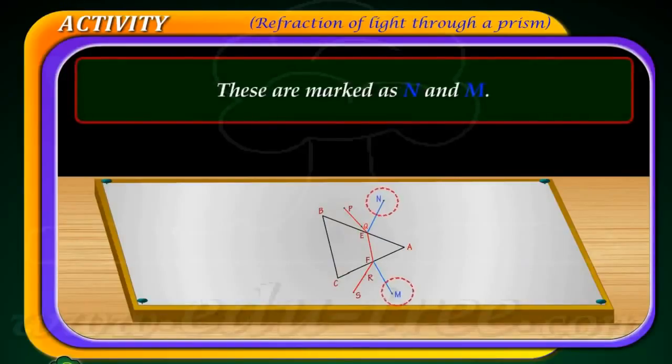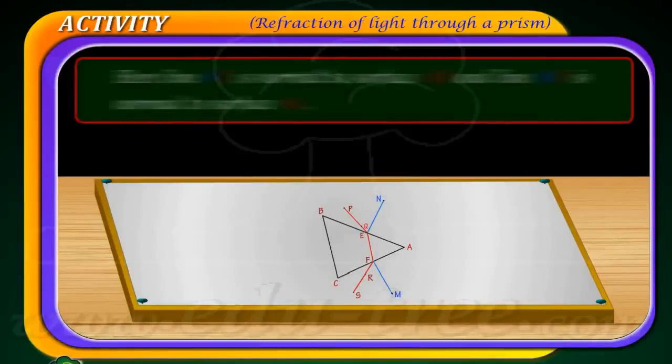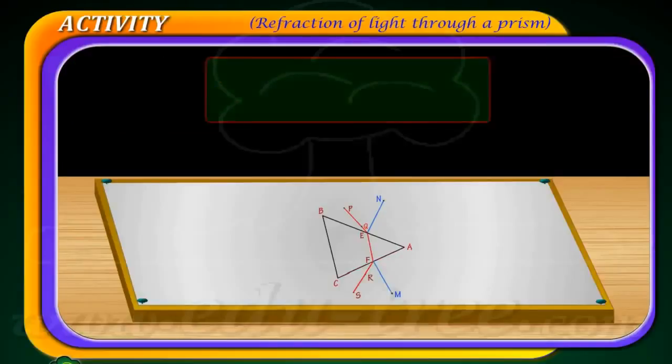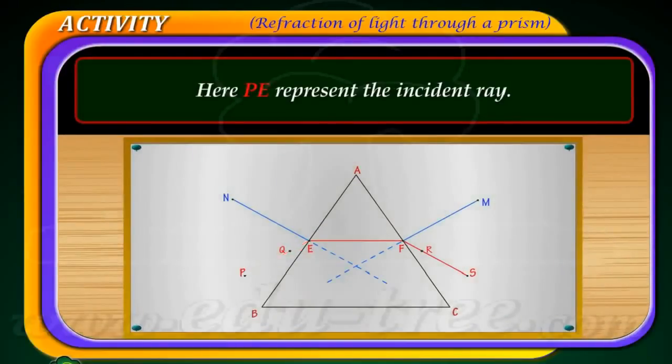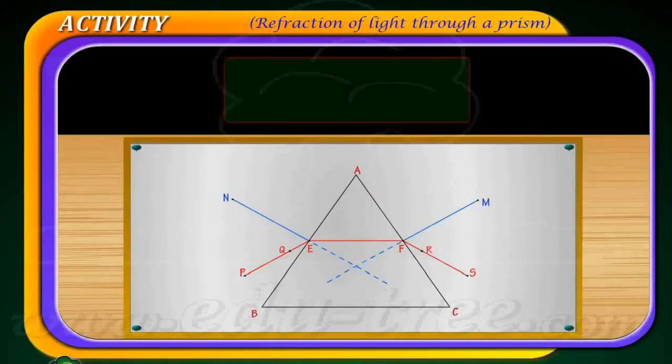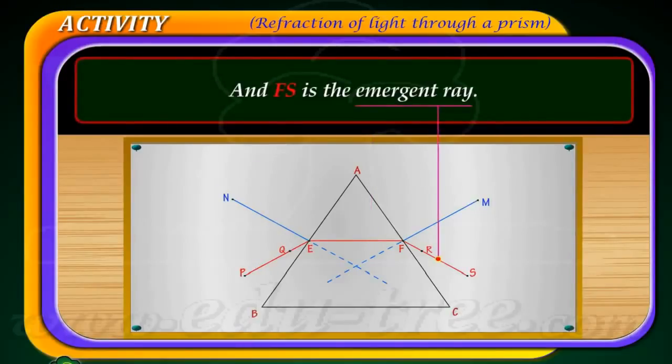These are marked as N and M. Here, line NE is normal to surface AB, and line MF is normal to surface AC. Here, PE represents the incident ray, EF is the refracted ray, and FS is the emergent ray.